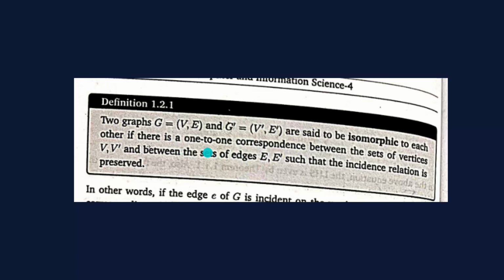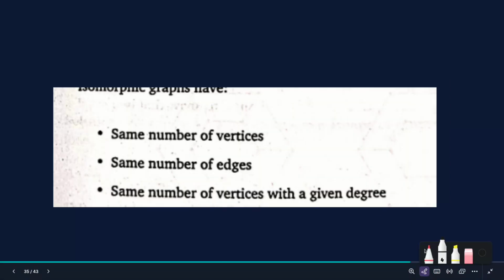Now what do we mean by one-to-one correspondence, and how do we find if two graphs are isomorphic, is what we are going to understand right now. Isomorphic graphs have the same number of vertices and edges, and also the same number of vertices with a given degree. That is, if I have a vertex with degree 2 in one graph, then I have to have a vertex with degree 2 in the other graph also.